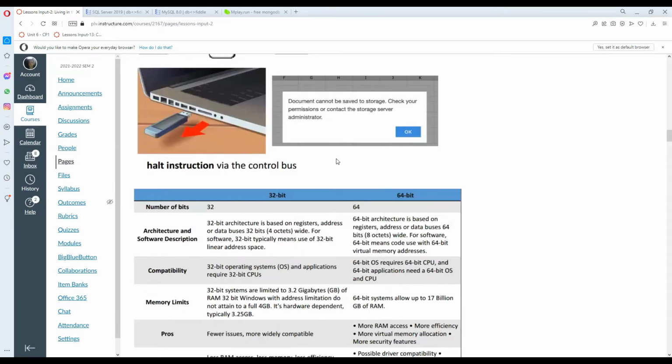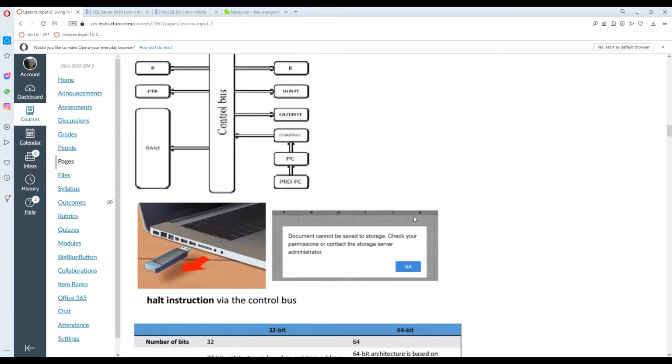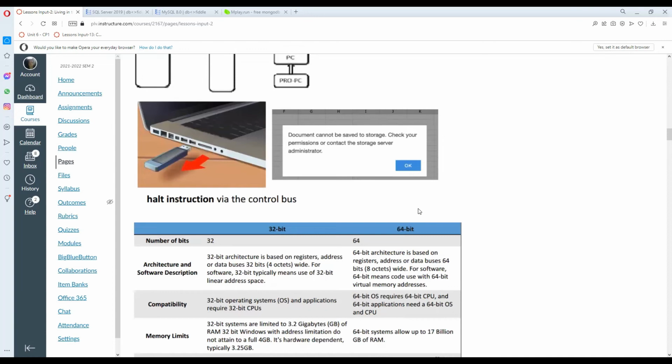So there is also interaction for halt instruction. For example, there is an error with a particular document. The control bus halts the instruction to write data to the flash drive.